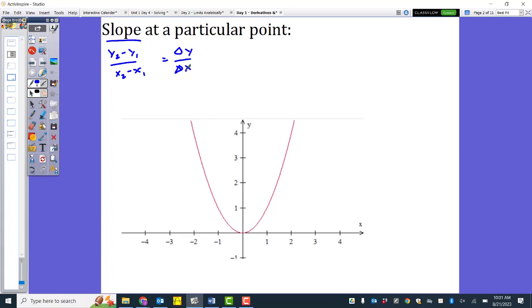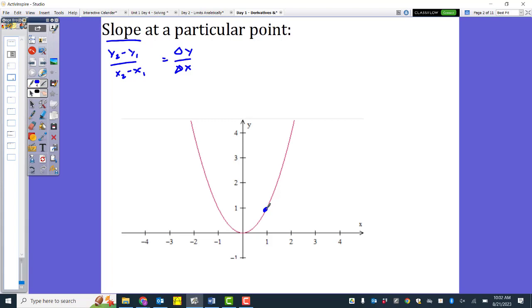Okay? So the issue is, if we're looking at the slope at a particular point, let's say we wanted the slope at this point right here, the change in y would be none, because there's only 1 point, and the change in x would be none, because there's only 1 point. So if we use that formula, we get 0 over 0, and as we talked about in our limits, that's an indeterminate form. So we need something else.